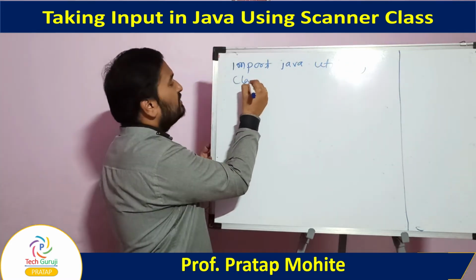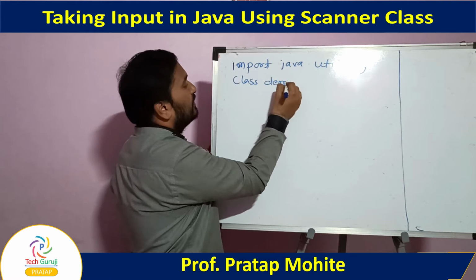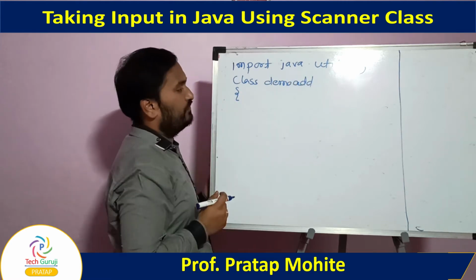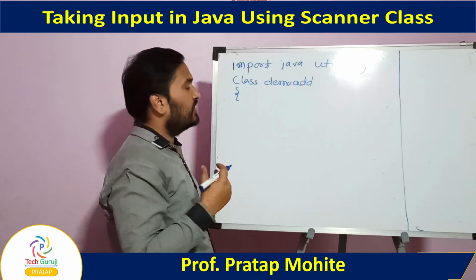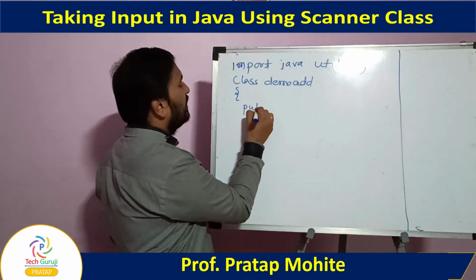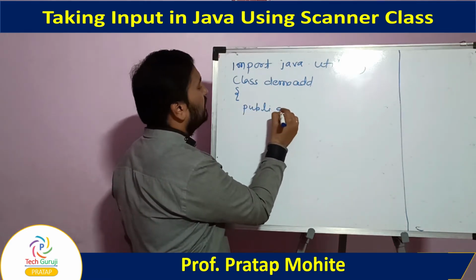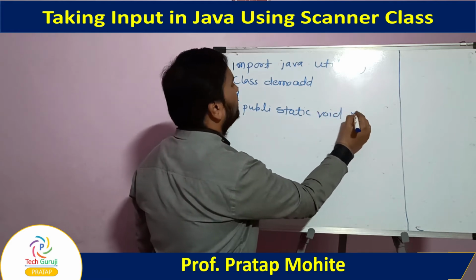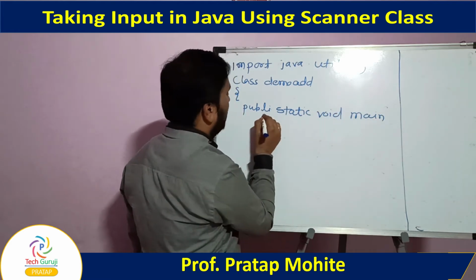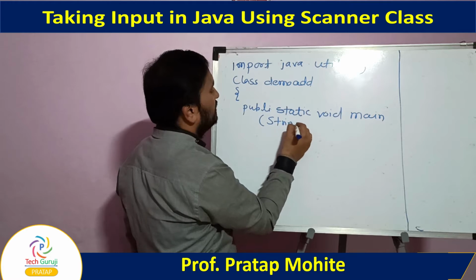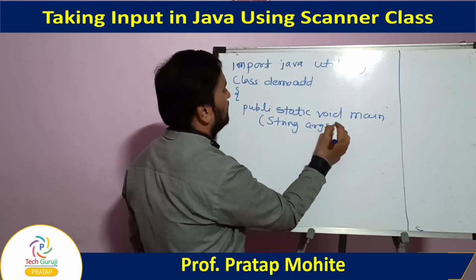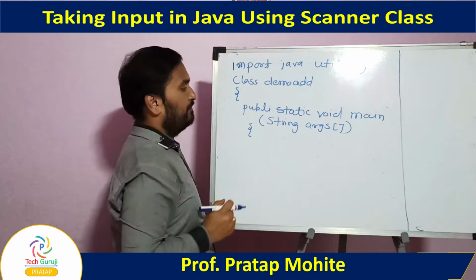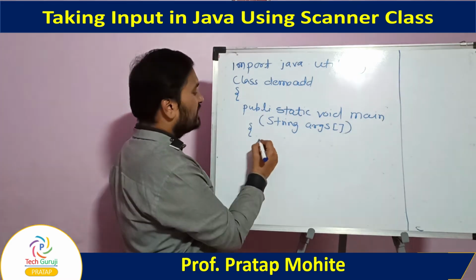Our class name is DemoAdd, curly bracket open. This is the main class, so we'll have public static void main, within the brackets String args, curly bracket again open. We will declare the variables.